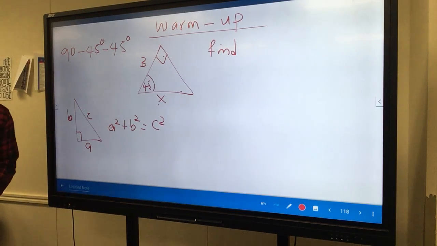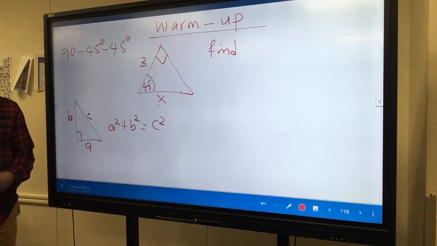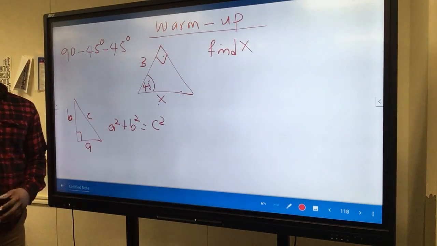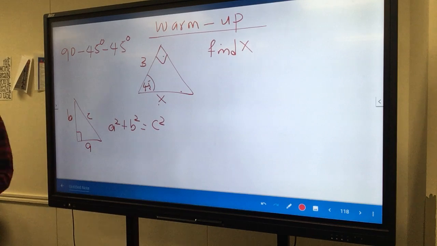And yesterday we talked about the special type of triangle, which is the 90, 45, 45. This is a warm-up for you. I want you to find X in this example. Just look at it and tell me, what would X be equal to? Given what we learned yesterday, we said the formula is something times something. Who remembers what X would be? Look into your notes and remind yourself.